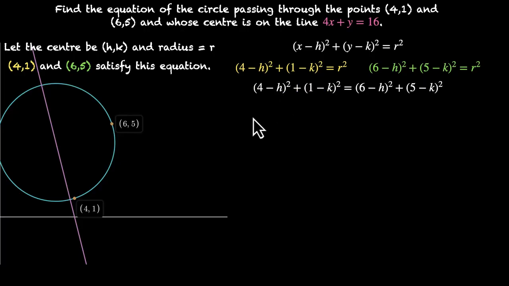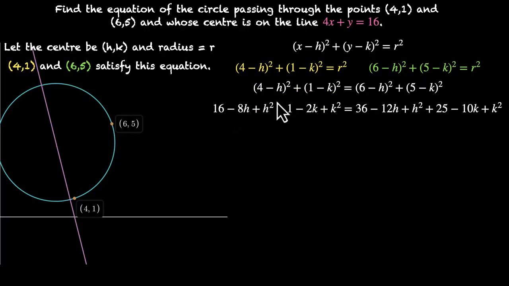Now we can open the squares and simplify. We get 16 - 8h + h² + 1 - 2k + k² = 36 - 12h + h² + 25 - 10k + k². Both sides have h² + k², so we can cancel that out. This becomes 16 - 8h + 1 - 2k = 36 - 12h + 25 - 10k.